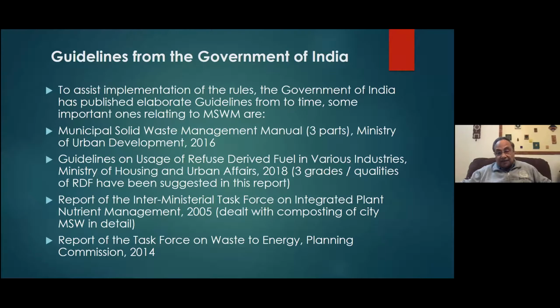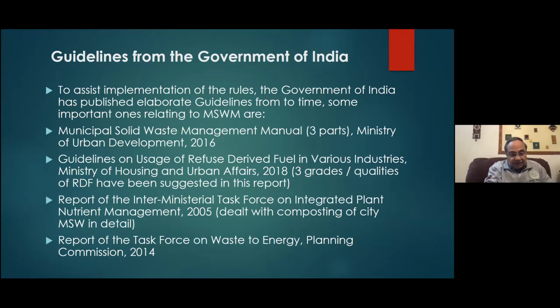This still is an issue, and this is still going on. We hope that in the near future there will be a good rapport between the waste management industry and the cement industry. Then the report of the Interministerial Task Force on Integrated Plant Nutrient Management, which was published in 2005. Here we found out that the quality of the manure is very, very important. So the FCO 2009 and FCO 2013, actually, the driver was this report.